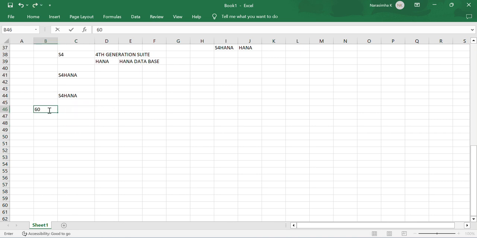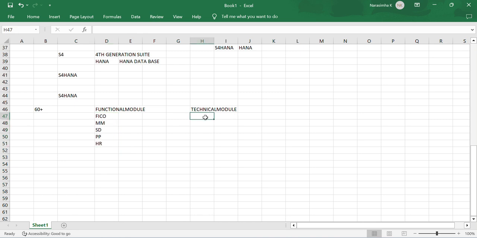In SAP, there are more than 60 modules. We can differentiate these modules into functional modules and technical modules. What modules come under functional? FICO means finance and controlling, material management, SD sales and distribution, PP production and planning, HR human resource. All these are some examples of functional modules.